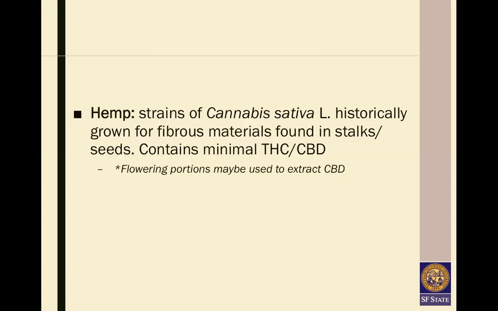Hemp is the strain of cannabis of the sativa, historically grown for the fibrous material and stalks and seeds, and it contains minimal THC and CBD. So it doesn't really contain a lot of these cannabinoids that we use for symptom management.